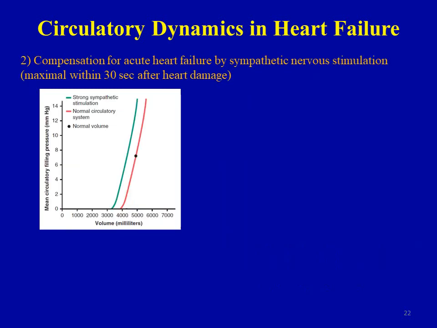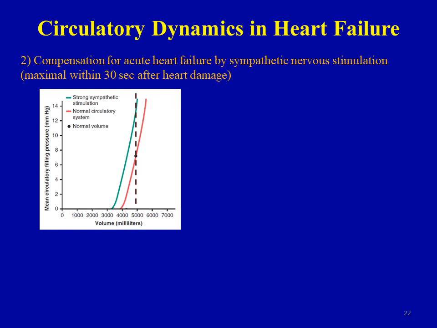Now, the compensation that happens, or sympathetic compensation for acute heart failure by sympathetic nervous system stimulation. It is maximal within 30 seconds after heart damage, and with strong sympathetic stimulation, the mean circulatory filling pressure can increase dramatically due to the venoconstriction, because we said the sympathetic effect will affect mainly the veins.